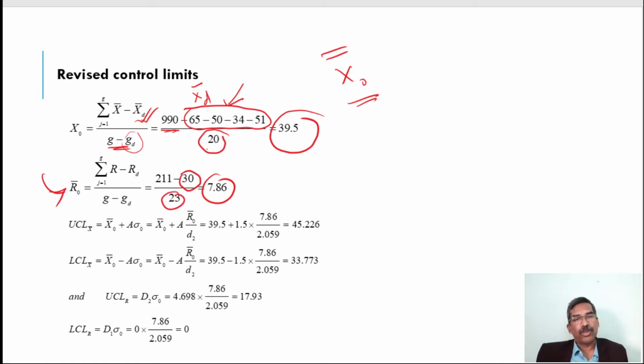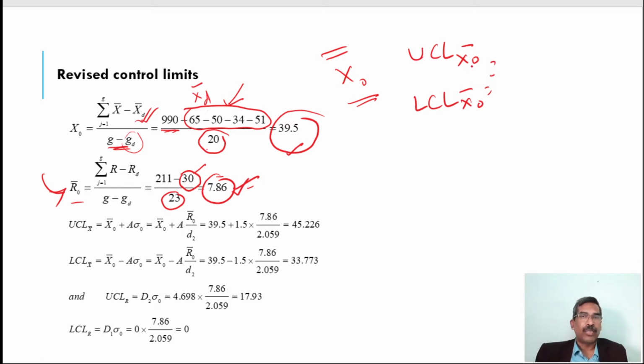Therefore here this will be 23 and 1 is discarded, and the new value of R bar 0 is 7.86. Now considering these two values, we will have to find the upper control limit for the X bar chart new and the lower control limit for the X bar chart new. And in this case the constant will be different.